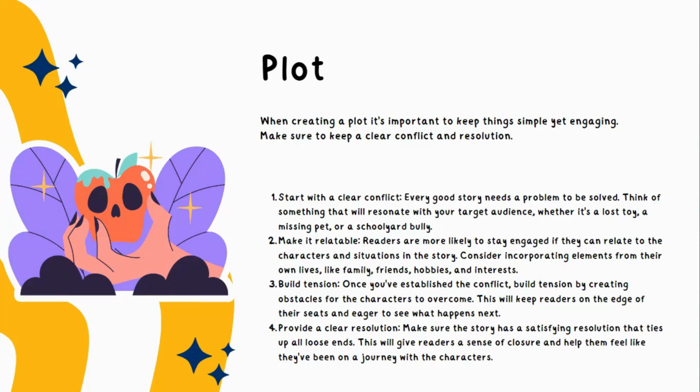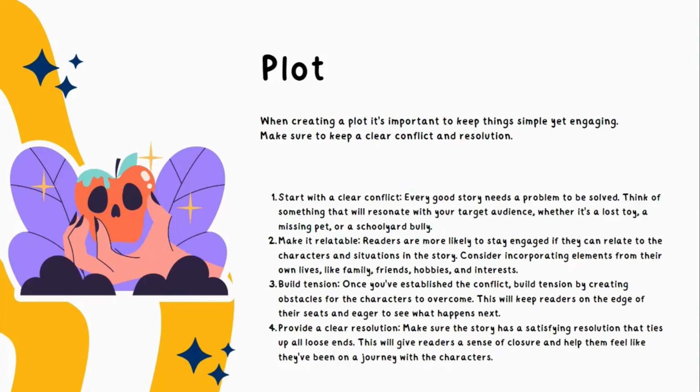What the solution was that the people there, the dwarfs there helped her. So this will be the problem. Make it relatable. So if they are able to relate the characters and situations in the story, then they will have more attention. They will pay more attention.